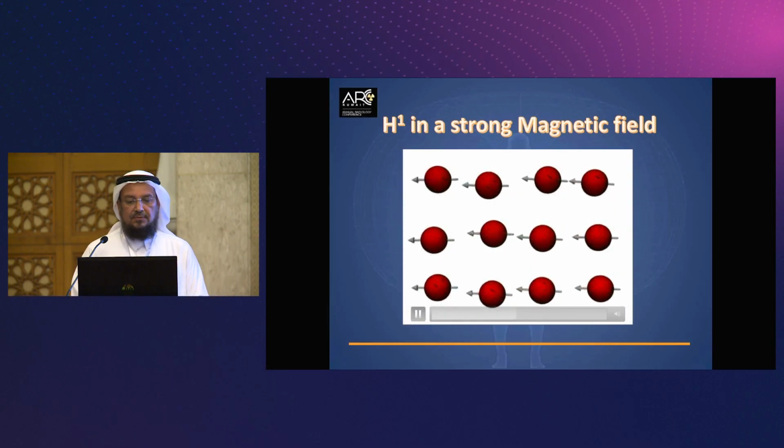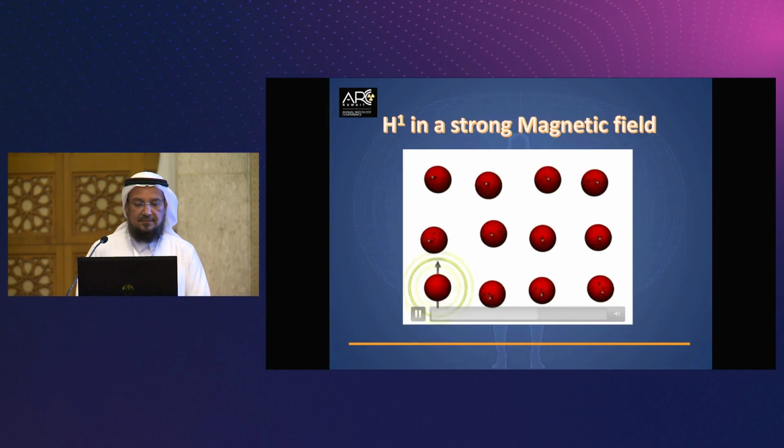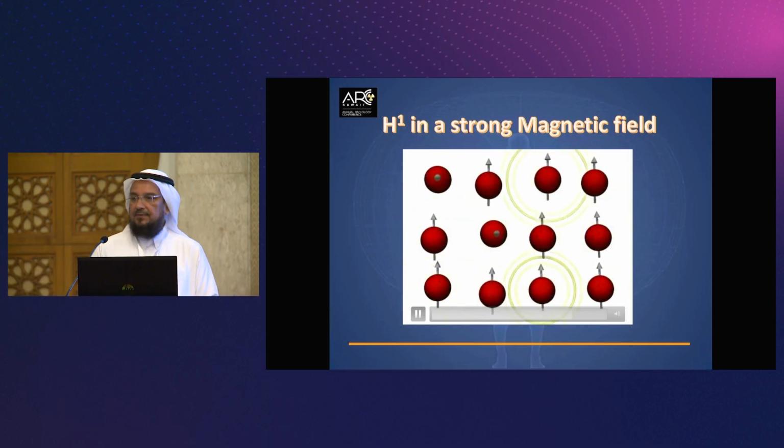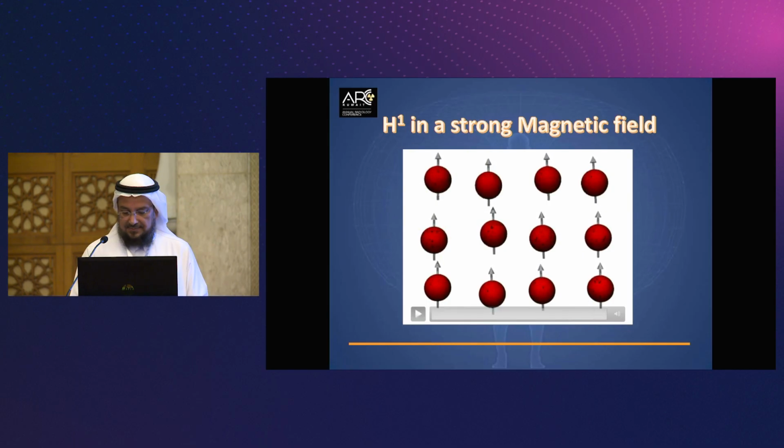So the protons now will just relax and go back to the original location, which is in the main direction of the main magnetic field. The release of that energy will vary from tissue to tissue in our body. For example, in the brain, white matter will act differently than gray matter, than CSF. So each tissue will react differently, and that will be reflected in the image brightness or darkness.